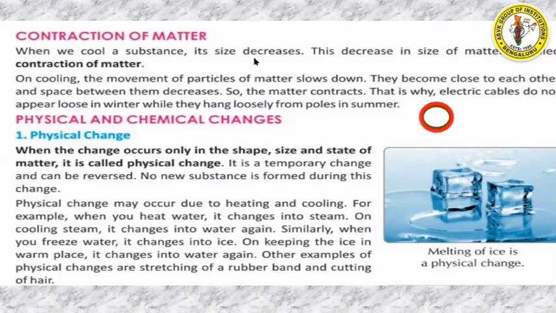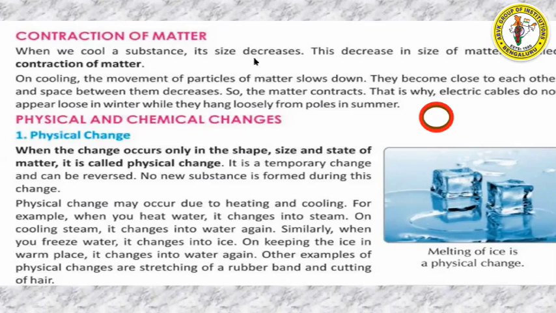For example, I can tell you the melting of ice, conversion of ice into water, water into vapor, vapor into water, water into ice cubes. Correct? Here, what is going to change? The state of matter is going to change, and size is going to change, shape is going to change. So this type of change can be called a physical change.